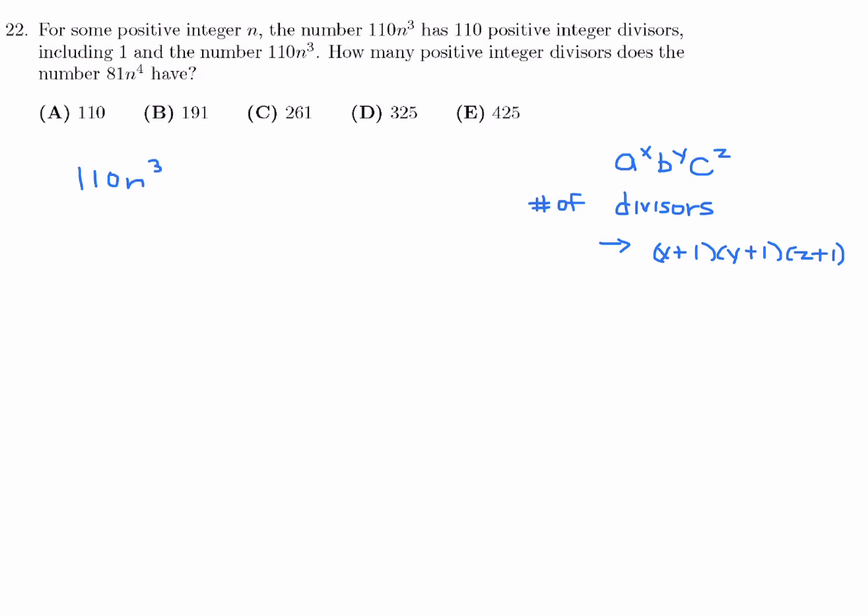Okay, well first let's break this up into prime factors. So 110 times n cubed is 2 to the power of 1, 5 to the power of 1, and 11 to the power of 1 times n to the power of 3. Now if I use this rule over here, I would get 1 plus 1 times 1 plus 1 times 1 plus 1 times 3 plus 1. And if I do that, 2 times 2 times 2 is 8 times 4, and that is 32. But 32 obviously falls way short of 110. So what's wrong here? Why doesn't this work?